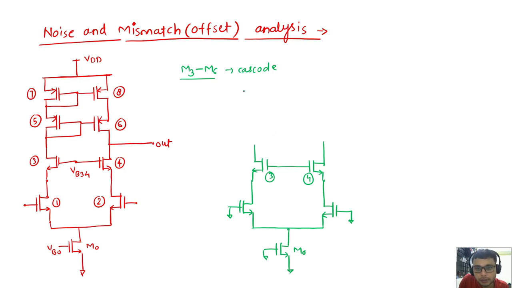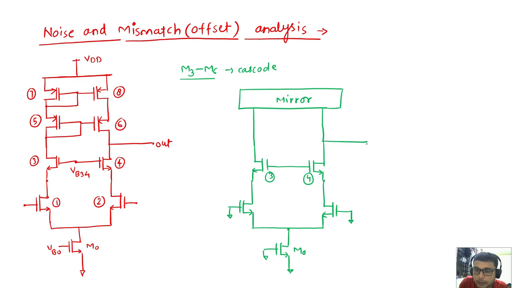So what do we see here? We are seeing that this is my mirror, so I'm not drawing it because we want to see the effect of NMOS only. First we will see the effect of NMOS cascode. Similarly, we can extend this concept to PMOS cascode as well. So okay, this is bias point, so it can be shorted to ground.